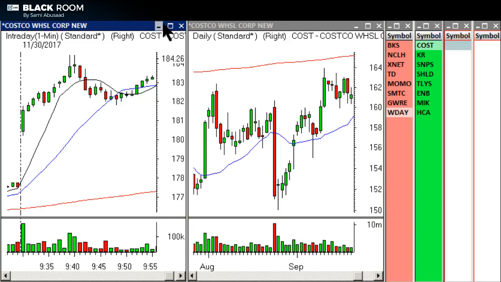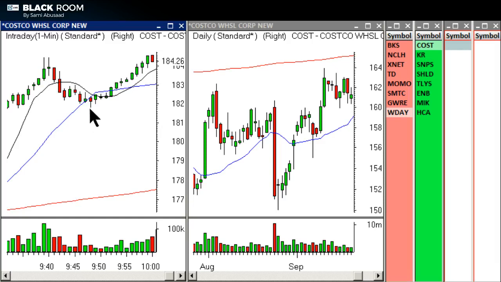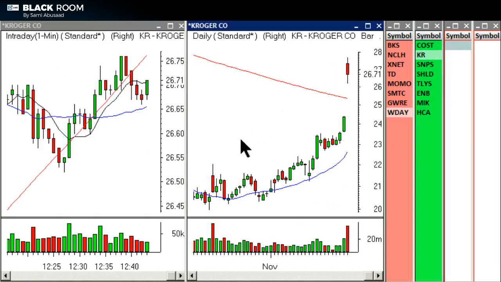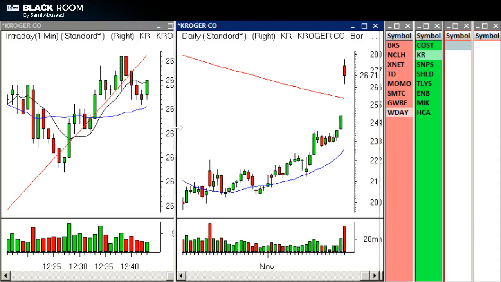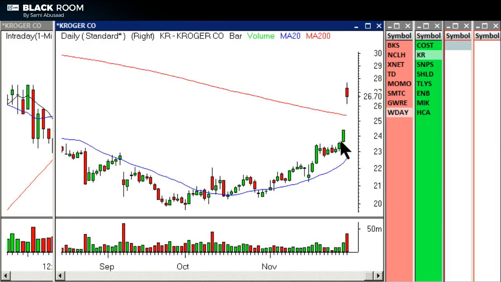So Costco got bought, but it provided a pretty good short opportunity earlier. KR, let me ask you this. What was the expectation for KR? Higher or lower? Higher. So today's gap should be novice or professional. Should be played as a long or a short? As a short, right?